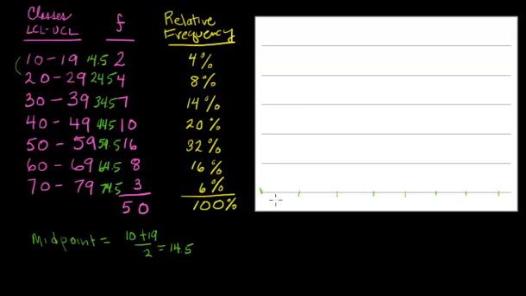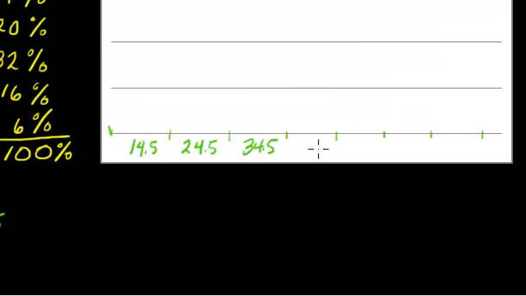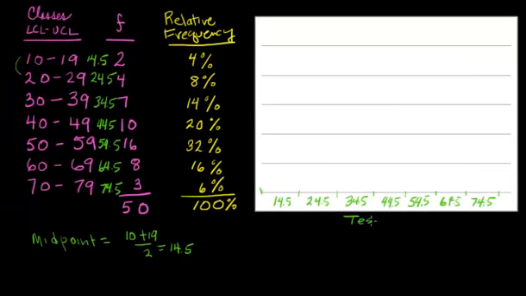So now I can label my horizontal axis. This first bar will represent the 14.5 class, and then 24.5, 34.5, 44.5, 54.5, 64.5, and finally 74.5. So these are the test scores.